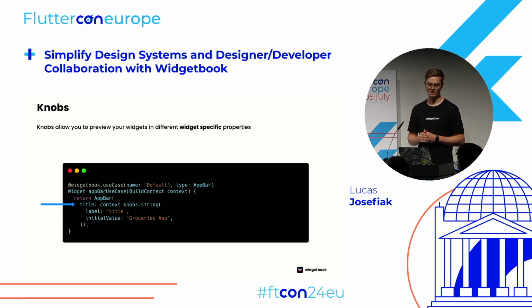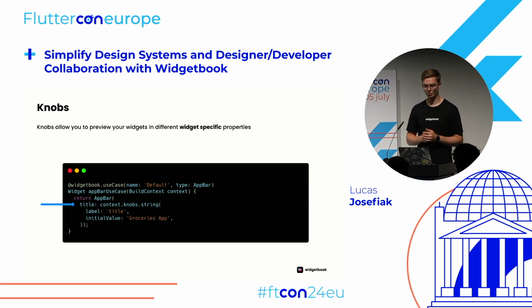Then we also have knobs, and knobs allow us to preview our widgets in different widget-specific properties. So in the case of the app bar, I hope you all still remember, there was the first use case that we cataloged. There we just provided the mock straight after the title, but with the knobs, we are able to dynamically override our widgets in the Widgetbook UI.